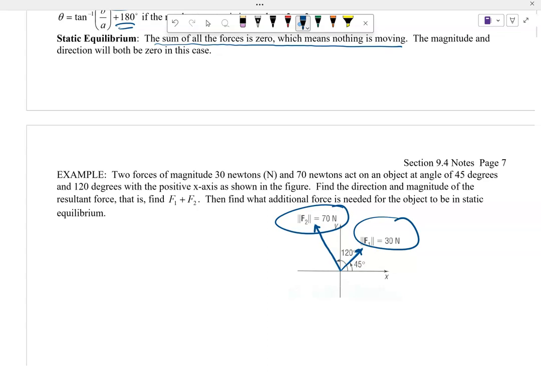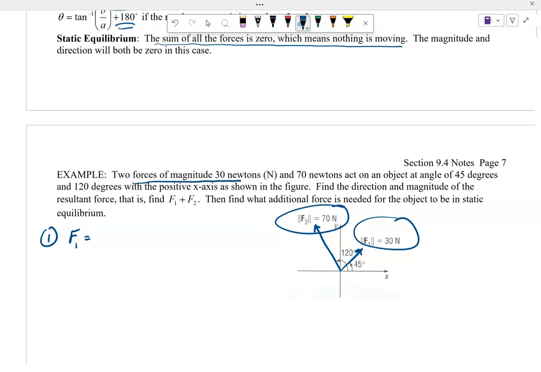The first one has a 45-degree angle, and you can see the second one has a 120-degree angle. Find the direction and magnitude of the resultant force. Number one, we need to break this up into components. So for the first one, remember, it was magnitude.